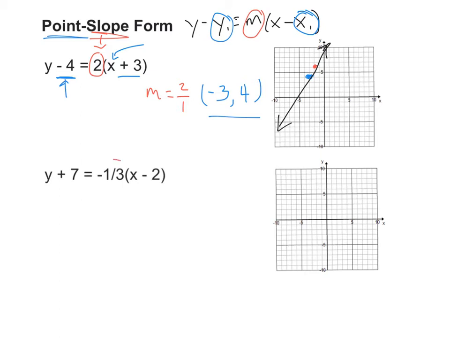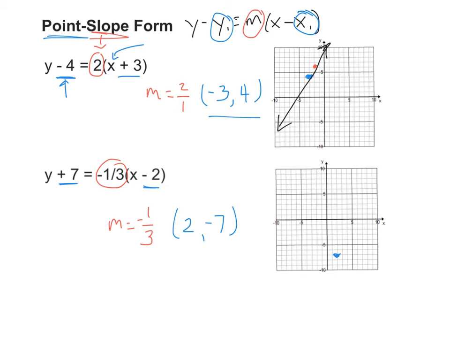Again, the second one, here's our slope. M equals negative 1/3, and our point is found, again, our x value first. So if this says negative 2, this goes in as positive 2. If this says positive 7, it goes in as negative 7. We're going to plot our point at 2, negative 7.